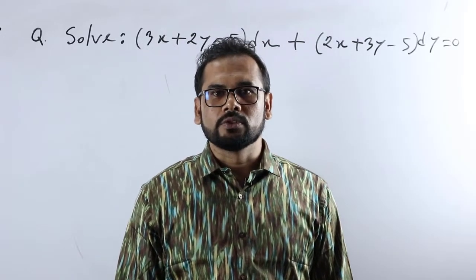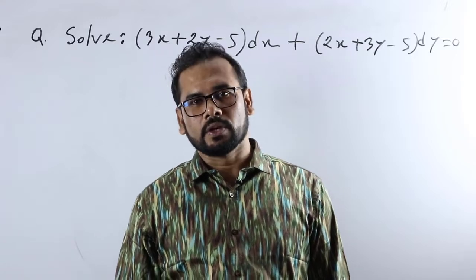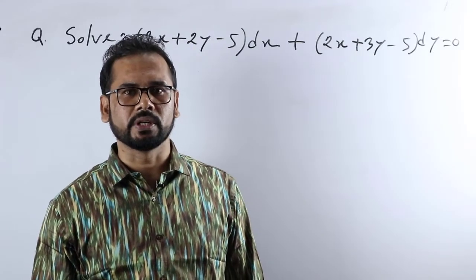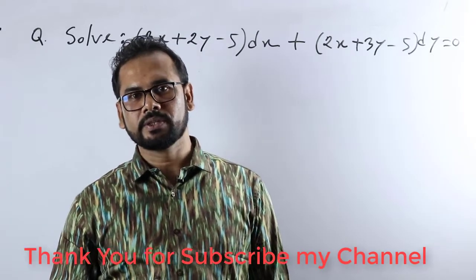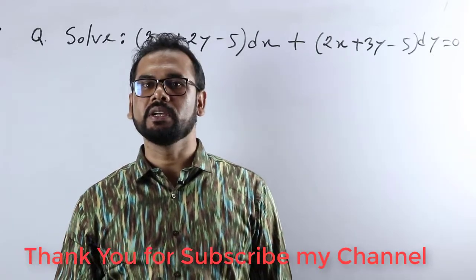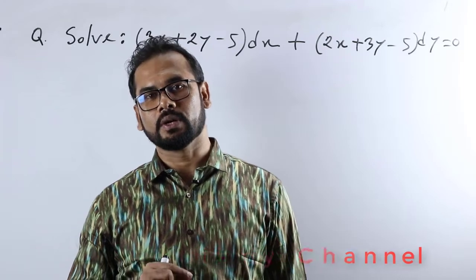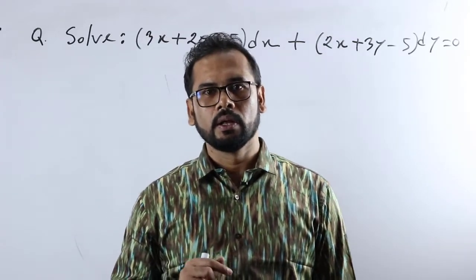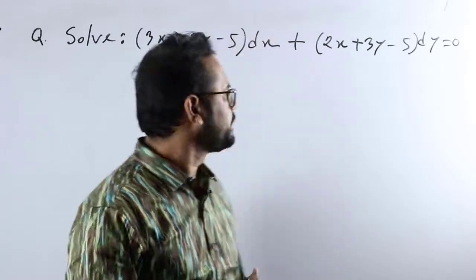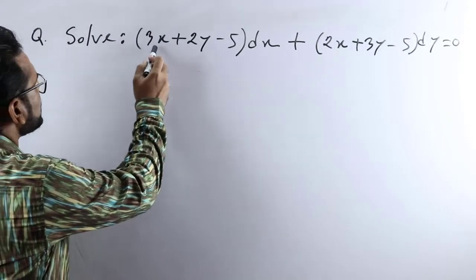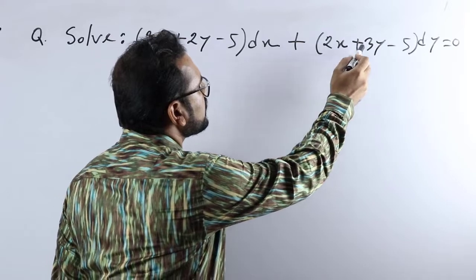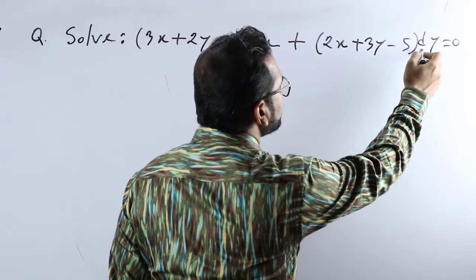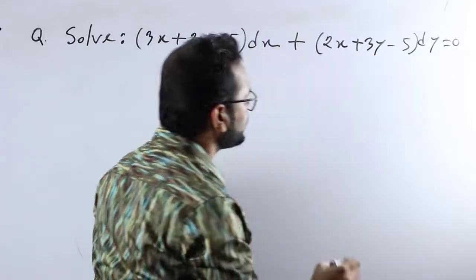Today I am here to describe the solution technique of a differential equation. This is very new for you, so please stay with me and see the total video to understand it very clearly. So here the question is, solve (3x + 2y - 5) dx + (2x + 3y - 5) dy = 0.